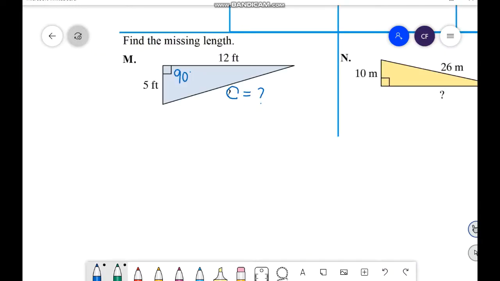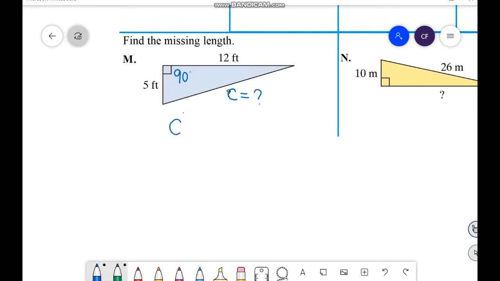We are trying to find on letter M the hypotenuse. And the hypotenuse is always the longest side. See? You're going to find a number that is greater than 12, greater than 5, and also greater than 12, because the hypotenuse is always the longest side.